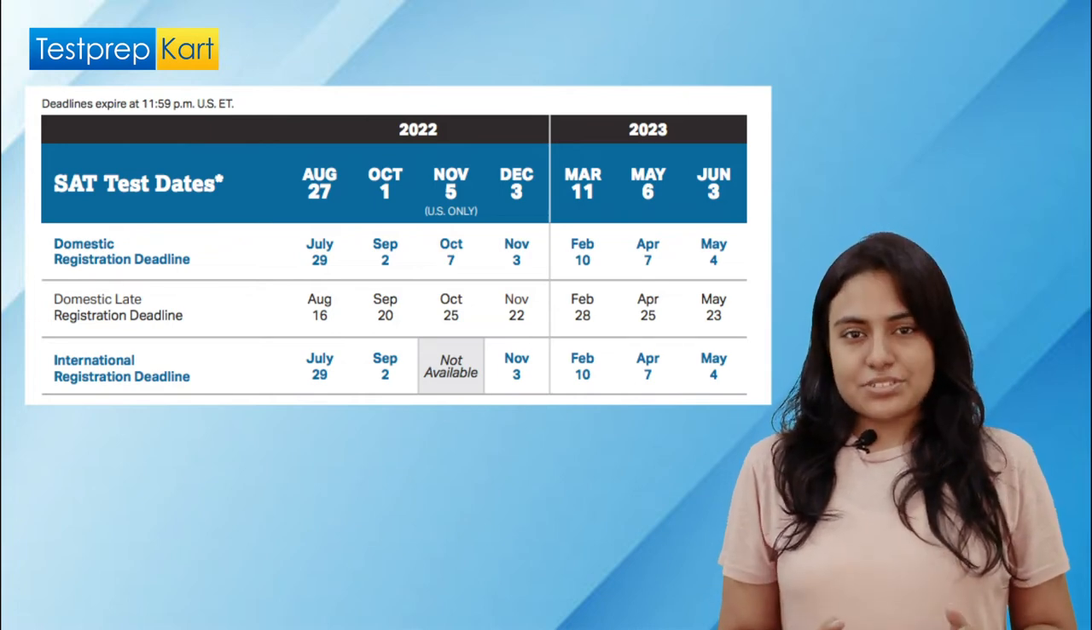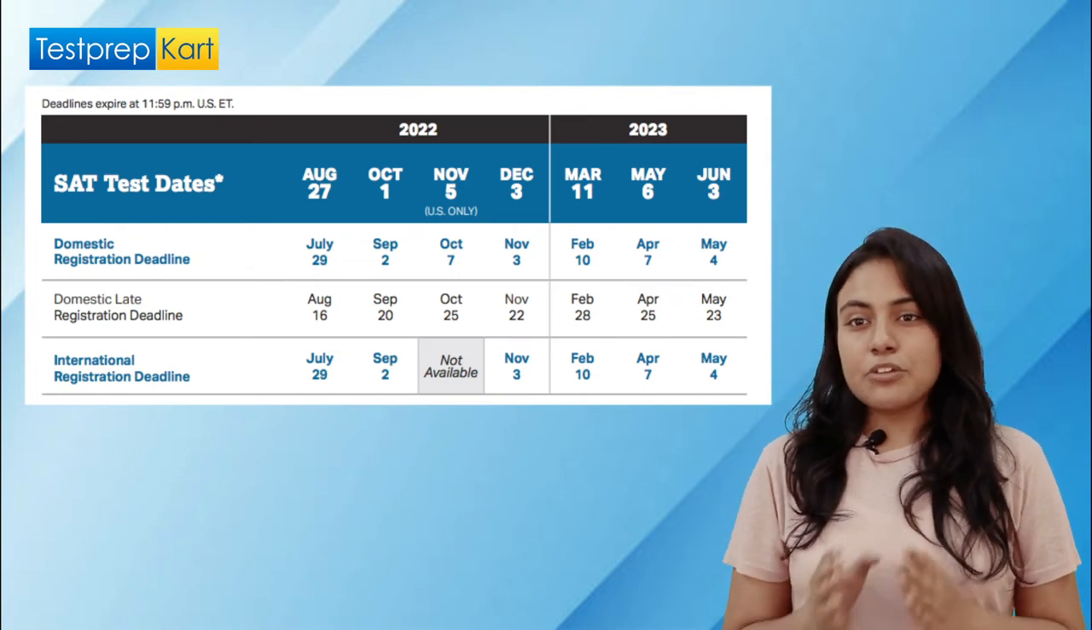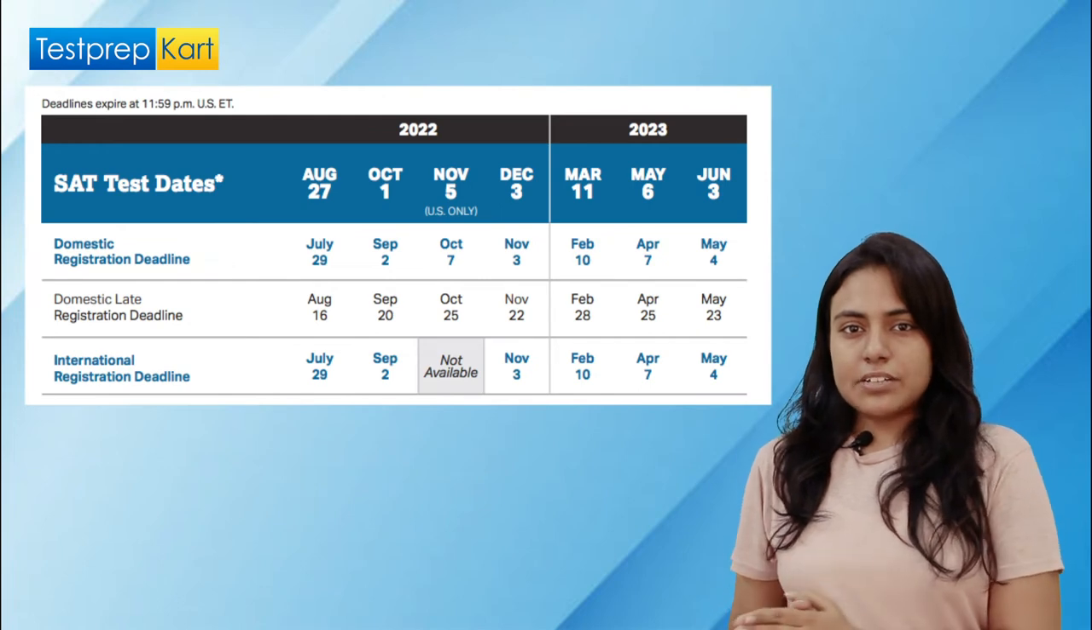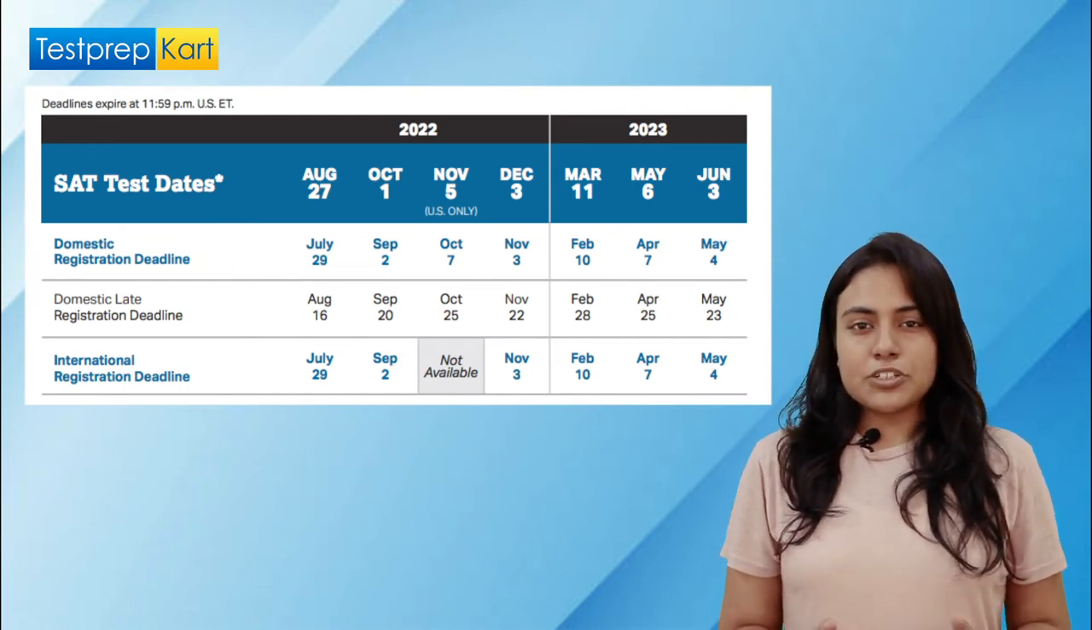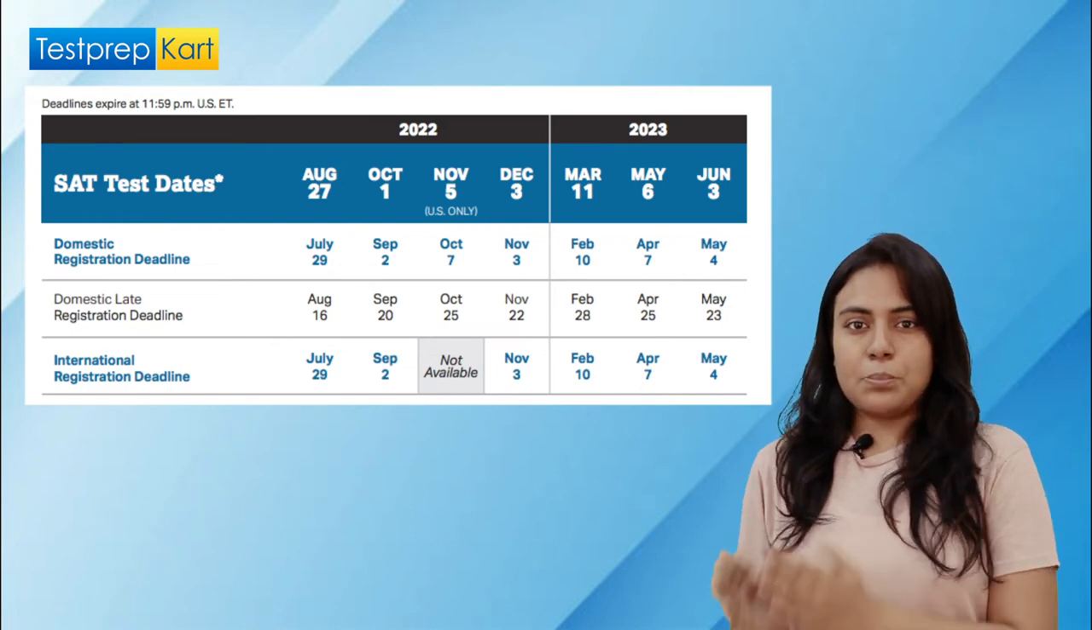Coming up to the year 2023, for the attempt of March 11, the registration deadline would be February 10th. For the attempt of May 6, the registration deadline would be April 7. And last but not the least, the attempt for June 3 will have the registration deadline of May 4.